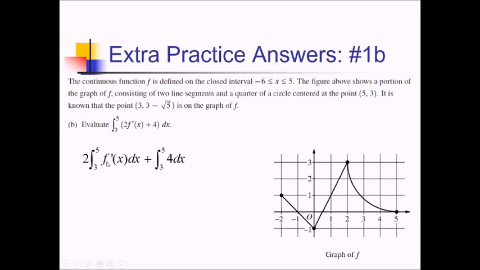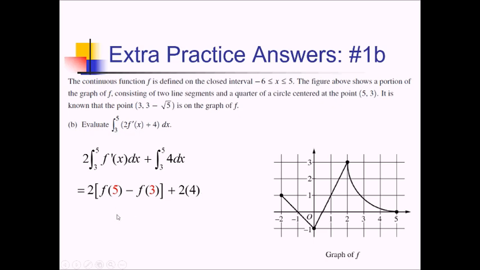All right, this first one, just using my fundamental theorem, the antiderivative of f prime is just f of x. So I can write this as 2 times, and now I'm just evaluating f of x from 3 to 5. So that's going to be f of 5 minus f of 3 in there. Plus, now this stuff out here is essentially just a rectangle with a base of 2 and a height of 4. So 2 times 4 there.